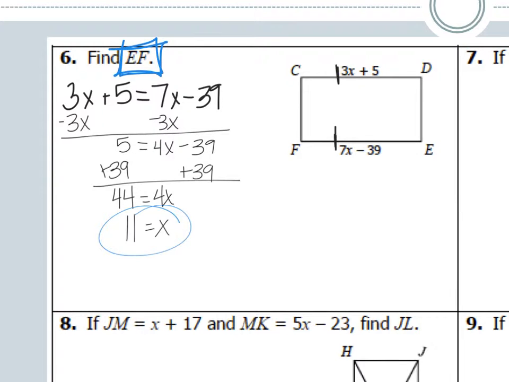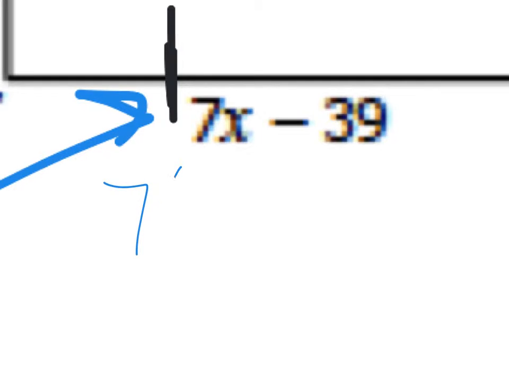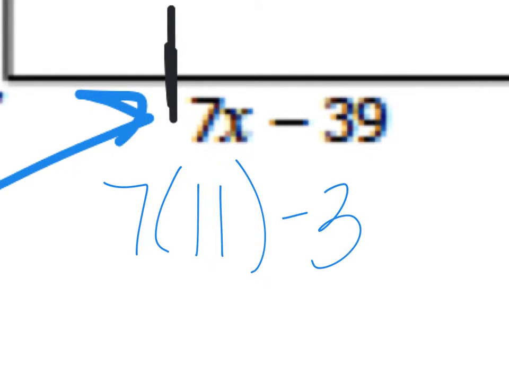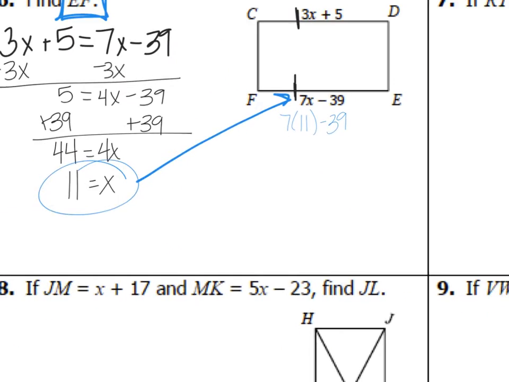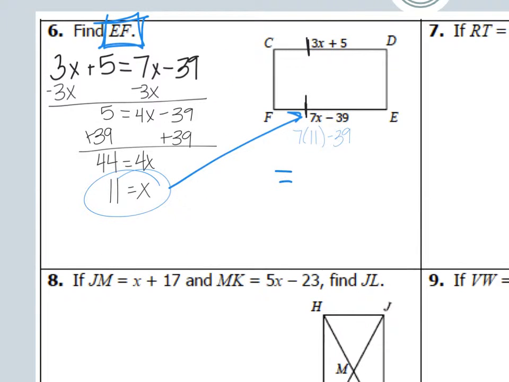So because the directions say find EF, we're going to take the fact that x equals 11 and plug it into our side. So we have 7 times 11 minus 39. Okay. 7 times 11 is 77. 77 minus 39 is 38.